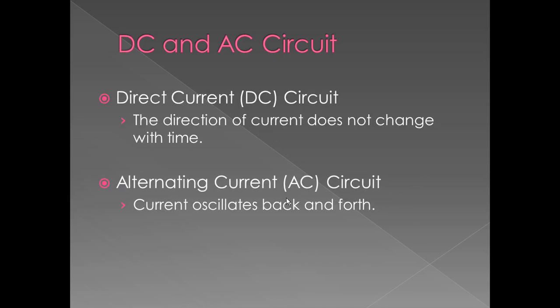Okay, so let's have DC and AC circuits. DC represents an acronym for direct current, or direct current circuits. The direction of current does not change with time. This means when current is delivered through the circuit, it only has one direction. While alternating current or AC circuits are a type of circuit wherein the current oscillates or goes back and forth within the given circuit.